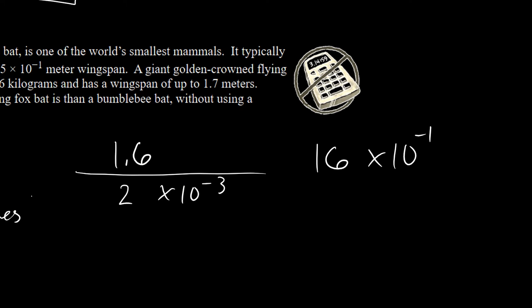16 times 10 to the negative 1. It's certainly true that that is 1.6, and I can do that without even thinking much about it. And I'm going to divide that by 2 times 10 to the negative third. That's clearly just the multiplication. Well, what's nice about that is 16 divided by 2 is the number 8, right?